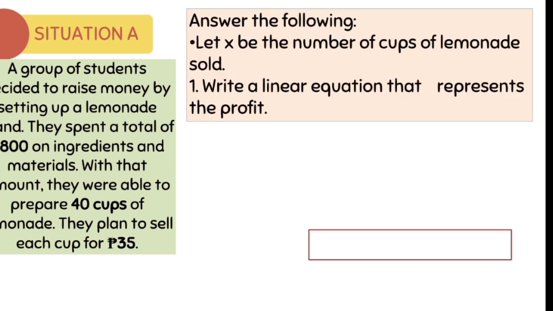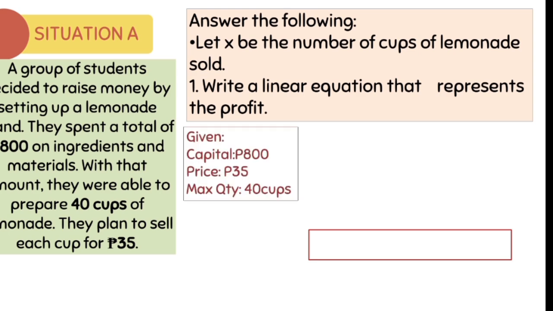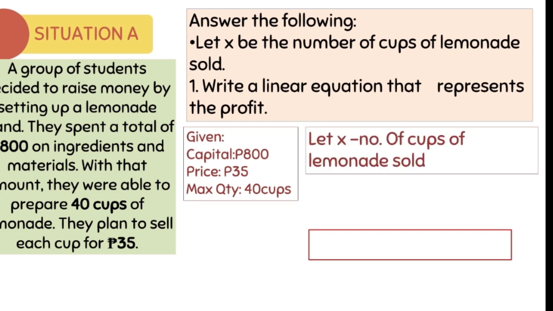But before we answer the first question, let us remember that the X is the number of cups of lemonade sold. So we have to identify first our given. So our initial capital or the initial expenses for the materials is 800 pesos. The price per cup of lemonade is 35 pesos and the maximum quantity that we can produce is 40 cups. So remember that the X variable represents the number of cups of lemonade sold.